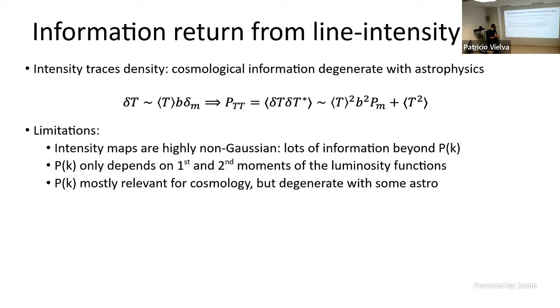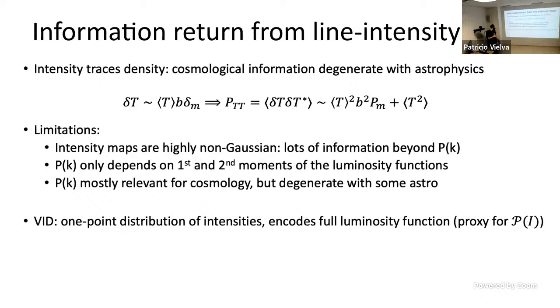Also, for astrophysics, the power spectrum only depends on the first and the second moment of the luminosity function. If we want to get more information about astrophysics, we want all the information about the whole luminosity function. So in order to do that, we can work with different summary statistics, such as the voxel intensity distribution, that is basically an estimator for the whole probability distribution function of intensities in our map. And this encodes the full luminosity function. And the estimator is very simple because it's just a histogram of your map.